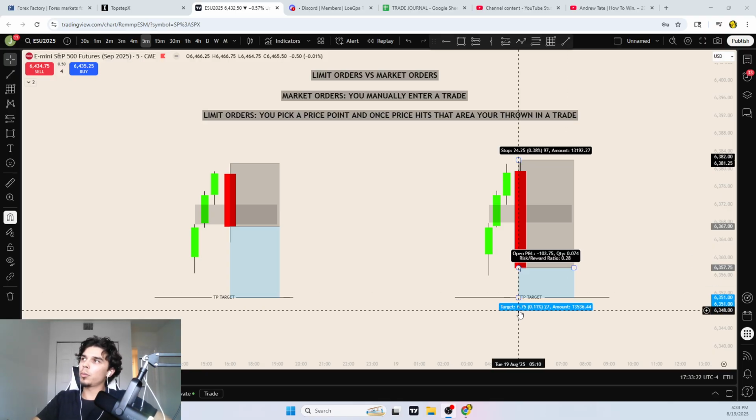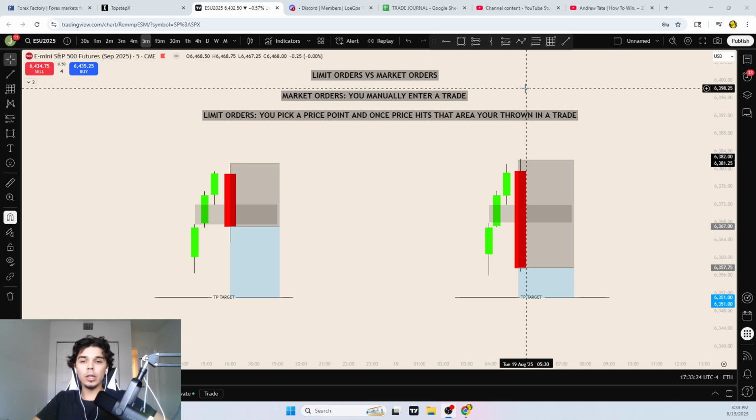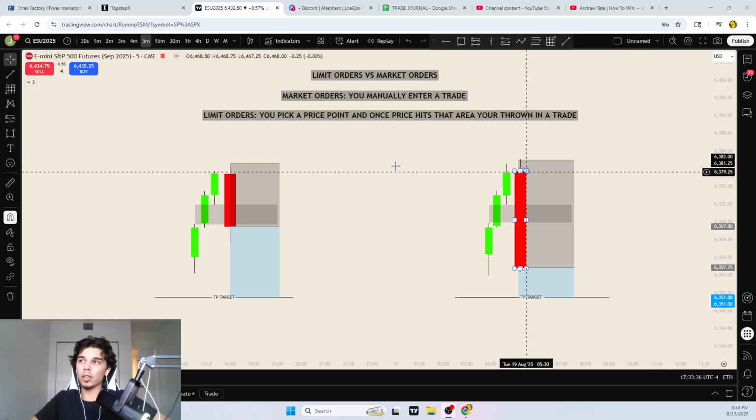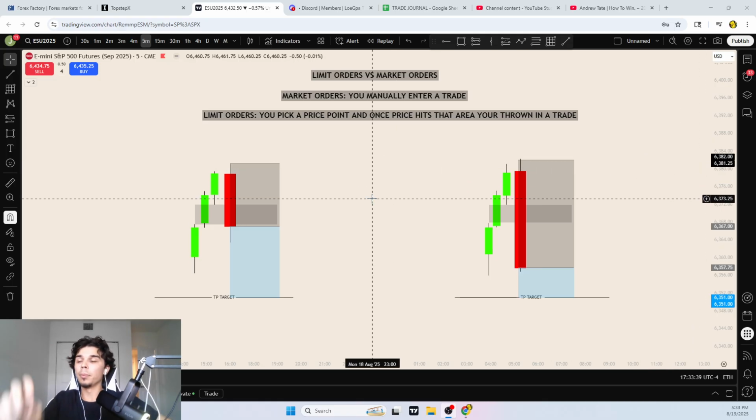So, limit orders versus market orders. What is a market order? Well, it's when you just manually enter a trade. Say my buy button is right here and I want to buy 5 shares. I press buy. That is a market order. Literally plain and simple, when you manually enter the trade, if you're on Top Step, you press sell. You're manually entering the trade. You market ordered it.